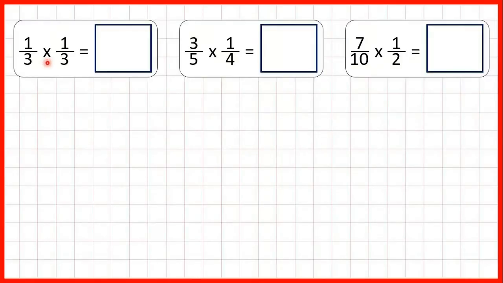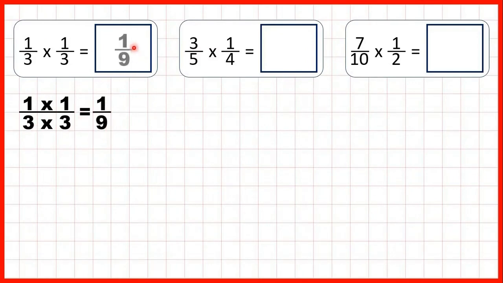Now we need to multiply fractions. So first we have 1/3 times 1/3. What we can do to multiply fractions is just multiply the numerators, multiply the denominators, and we have our answer. So 1 times 1 is 1, 3 times 3 is 9, so our answer is 1/9.